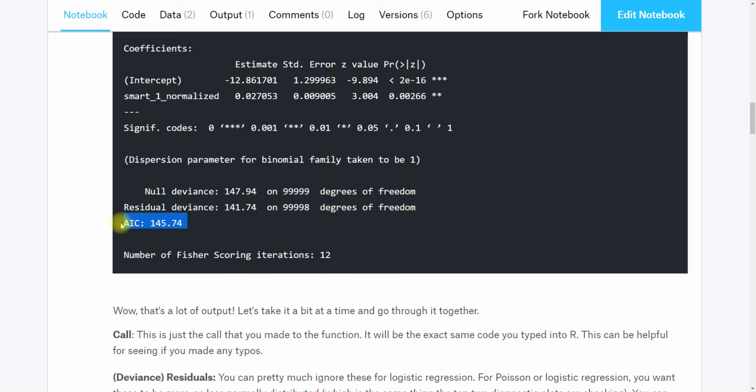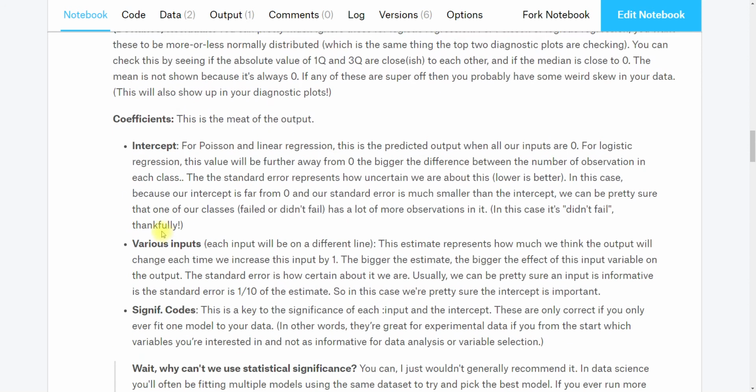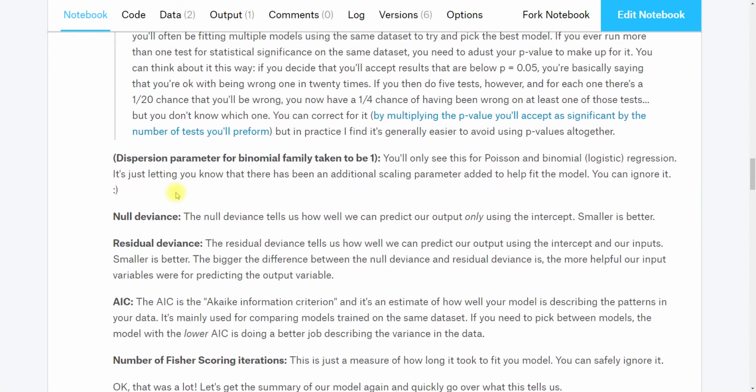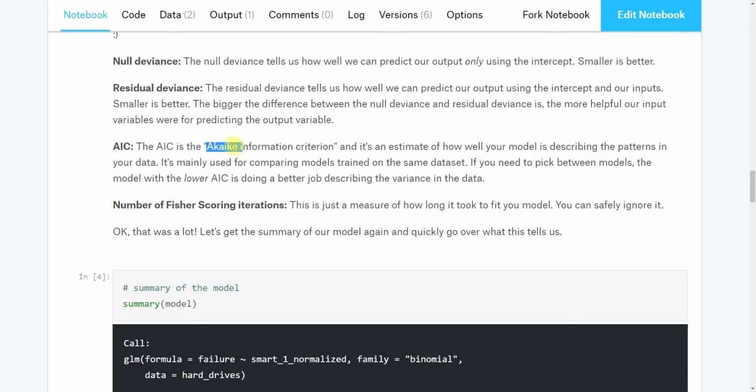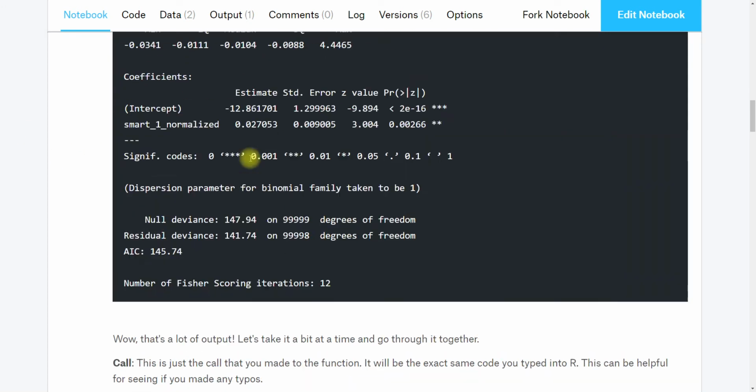The AIC is, I don't actually know how it's said. I've thought for the longest time this was pronounced Alki, and it's not. I think it's Akaike. Everyone just says AIC. Nobody ever says the whole thing.